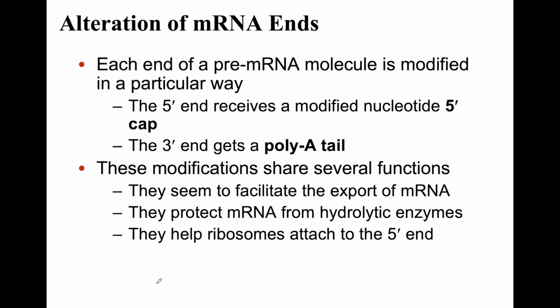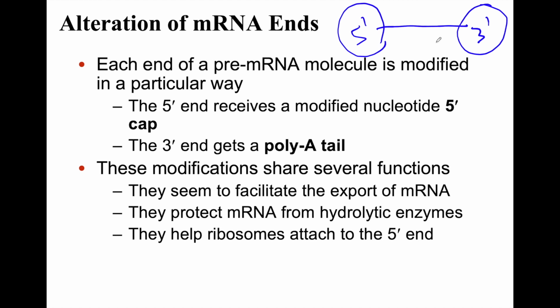What's going to happen is that pre-mRNA that you're making, you're going to change both ends of that pre-mRNA molecule. Remember, RNA has two different ends. It has a 5' end and a 3' end, just like DNA does. Okay, well, we're going to change the 5' end and we're going to change the 3' end. This is 2 out of the 3 things that's going to happen during RNA processing.